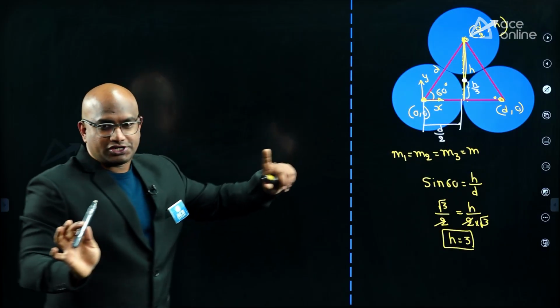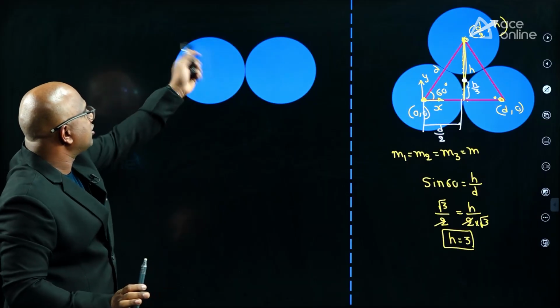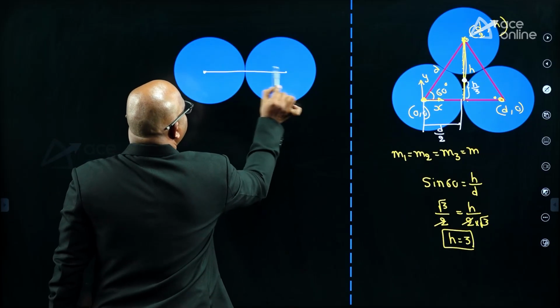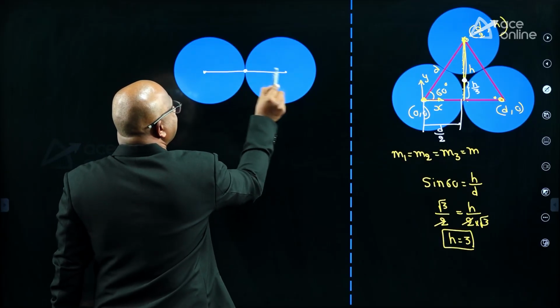But this is not the question. The question is, there are 3 spheres, and from the 3 they removed 2. If we remove 2, assume this is the reference. The same reference will be coming, guys. So where will the center of mass be, guys? The center of mass will definitely be here.